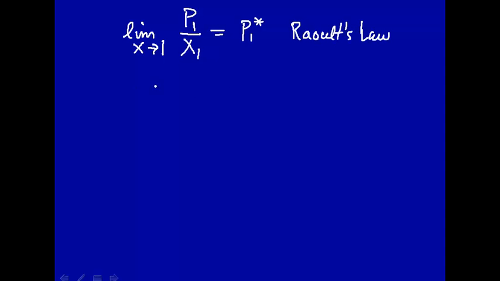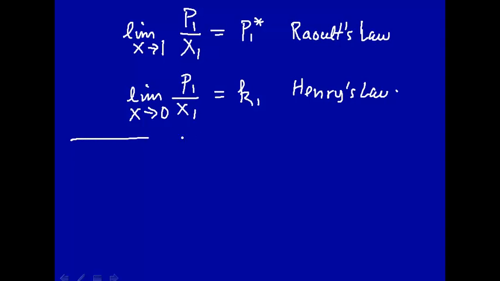On the other hand, if we take the other limit, P1 over X1 as X1 goes to 0, so now we're at low solute concentration, this is just equal to the Henry's law constant, K1. It's a neat way of summarizing those things.